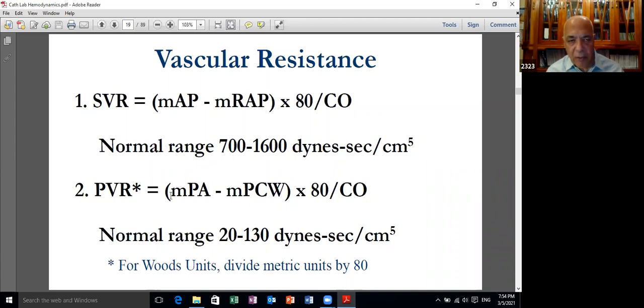And the pulmonary vascular resistance is the mean pulmonary artery pressure minus the mean pulmonary capillary pressure. As you see, we are taking the mean for the reasons that I just alluded to, and dividing by the cardiac output.